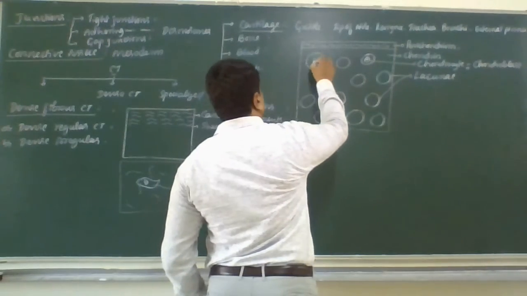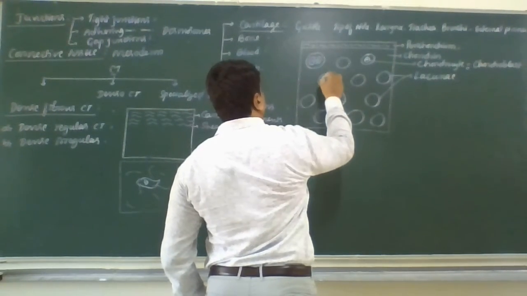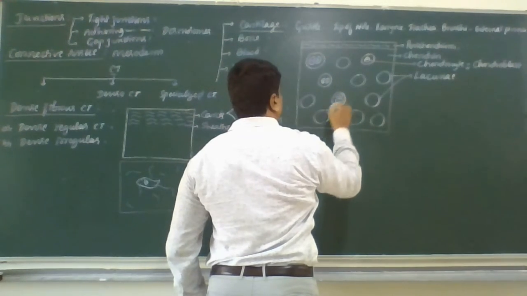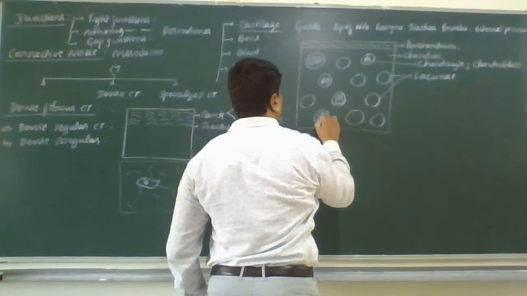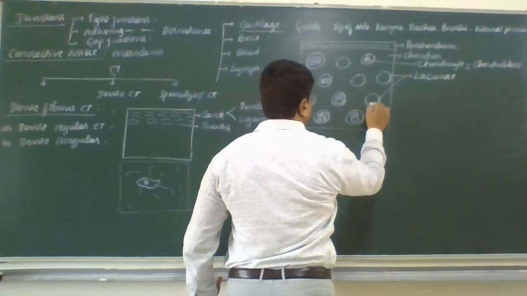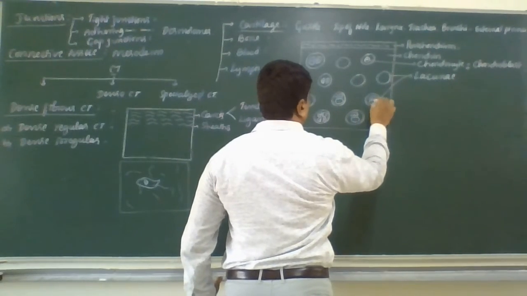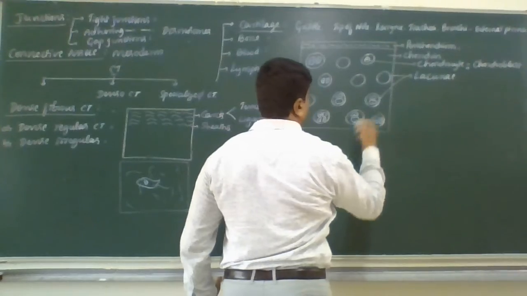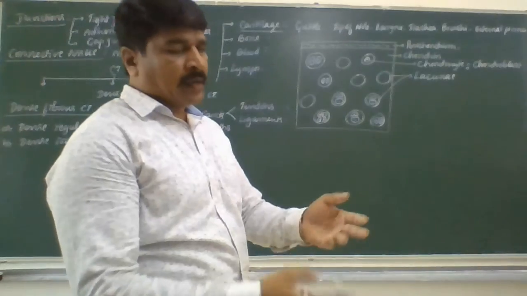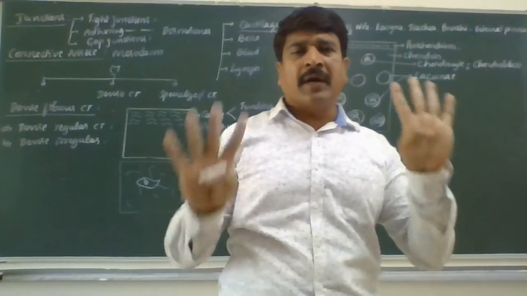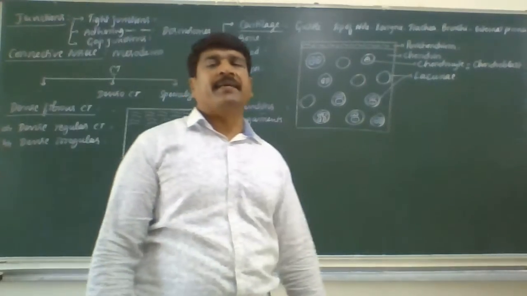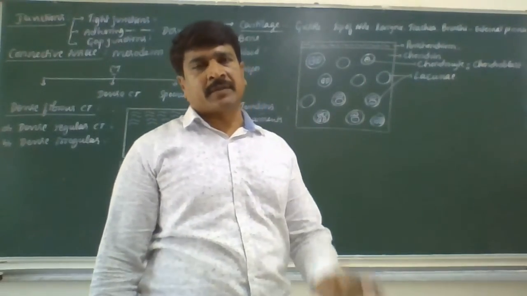These cartilage cells always occur singly, or in groups of two, or in groups of four, or in groups of eight. See, these are only the cartilage cells. Why do they always occur like this? Because these cells undergo mitotic divisions.